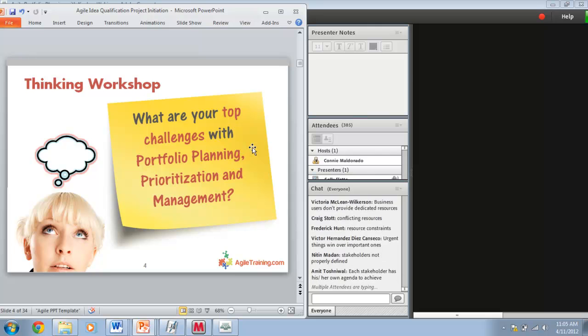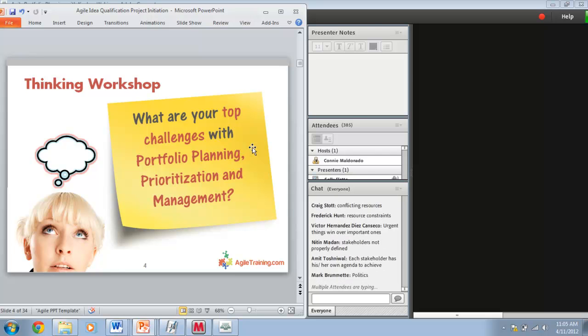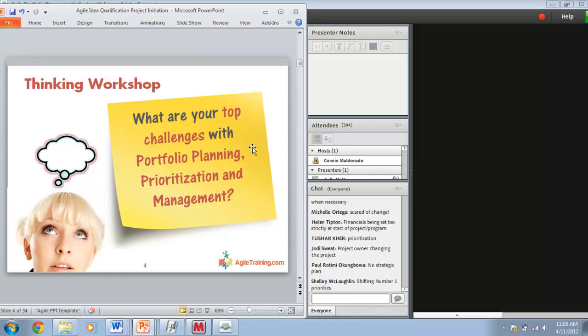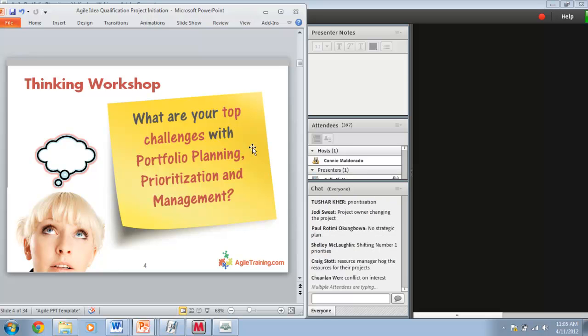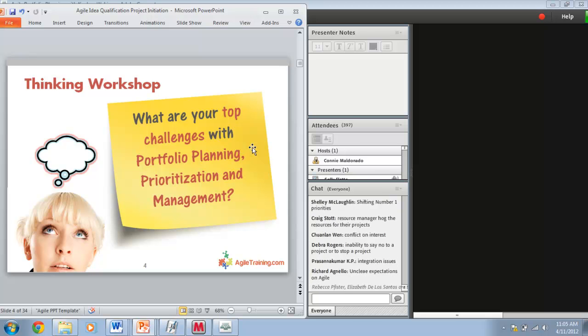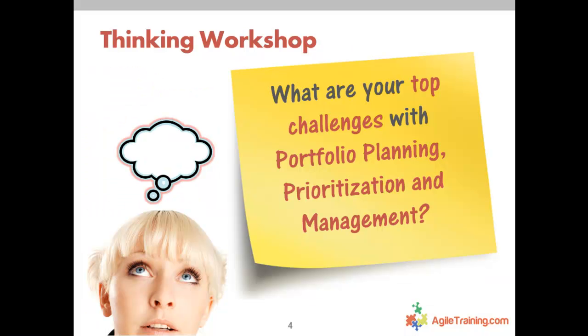Executives' inability to truly prioritize. They always say, I want it all now, right? Stakeholders not properly defined. Yep, that's a good one. Each stakeholder has their own agenda to achieve. Everyone's project is urgent. Yep. Let's get a couple more. No clear requirements. Getting people to understand the plan should change when necessary, or being scared of change. Financials being set too strictly. Shifting number one, no strategic plan. Very good. Inability to say no. Integration issues. Yep. So that's a great list of some of the top challenges with portfolio planning, prioritization, and management.